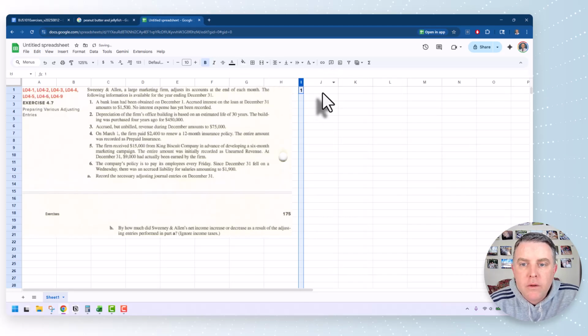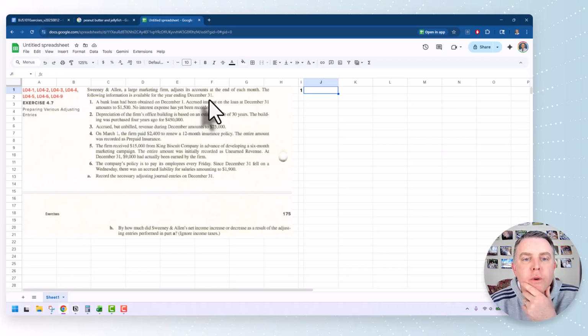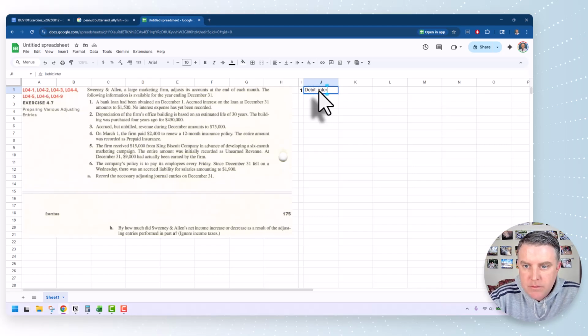All right, so number one, it says a bank loan had been obtained on December 1st. Remember, we're doing these adjusting entries as of December 31st. So bank loan at the beginning of the month, accrued interest on the loan at December 31st amounts to $1,500. No interest expense has been recorded yet. So all that we have to do here is debit interest expense and credit interest payable. And the amounts will be $1,500.